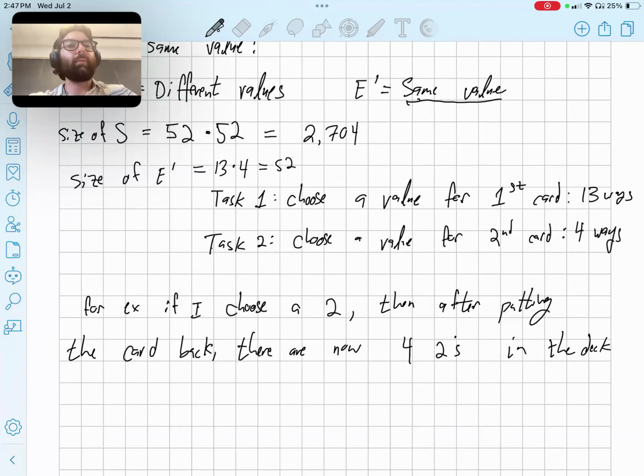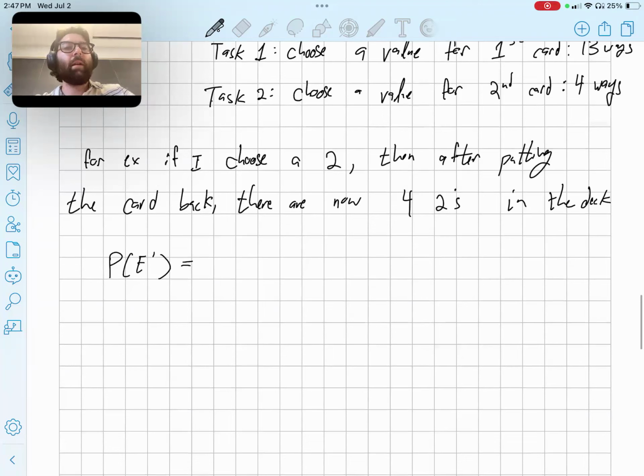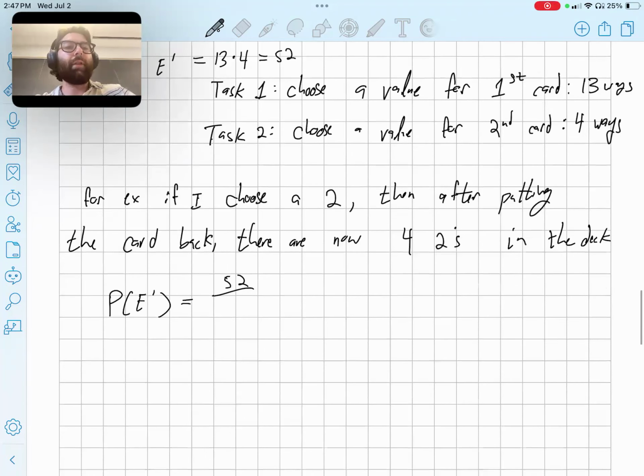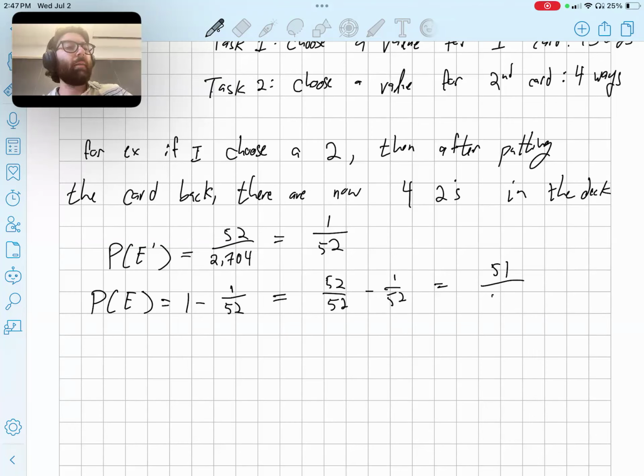which is 52. And so the probability of E prime is equal to 52 over 2,704, which is the same as 1 over 52. And that tells us, using our formula, P of E equals 1 minus 1 over 52, which is 52 over 52 minus 1 over 52. And that's 51 over 52, which, just for fun, I'll compute. That's approximately 98.1%. So you're very, very likely to choose 2 different cards.